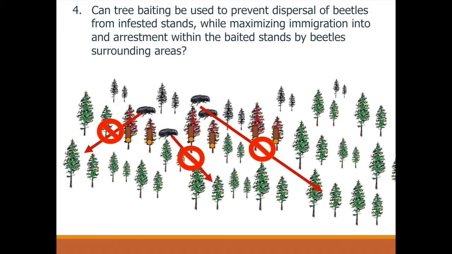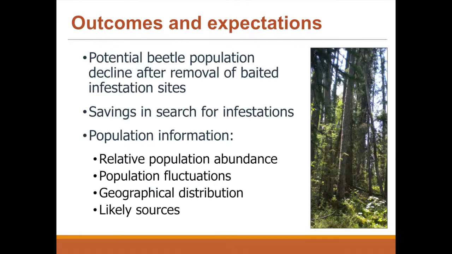And finally, can these tree baitings be used to prevent the dispersal from the baited sites while also allowing beetles to come into just these baited sites, thereby preventing adjacent stands from being infested? And with an optimal trapping protocol, we'd hopefully be able to potentially reduce the beetle population through this direct control measure, which would also lead to savings in searches for infestation.